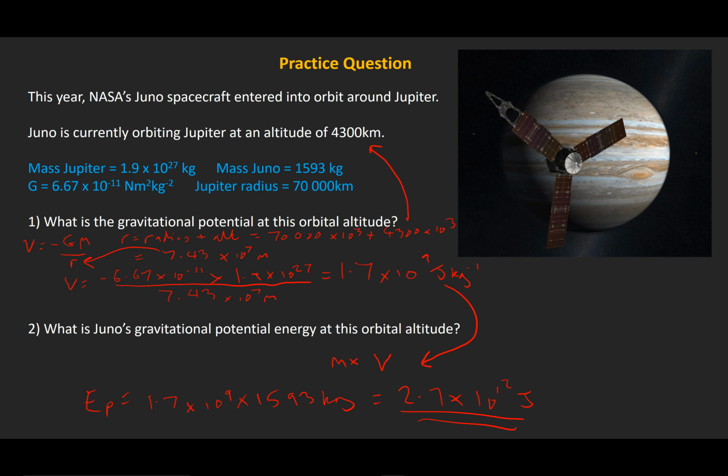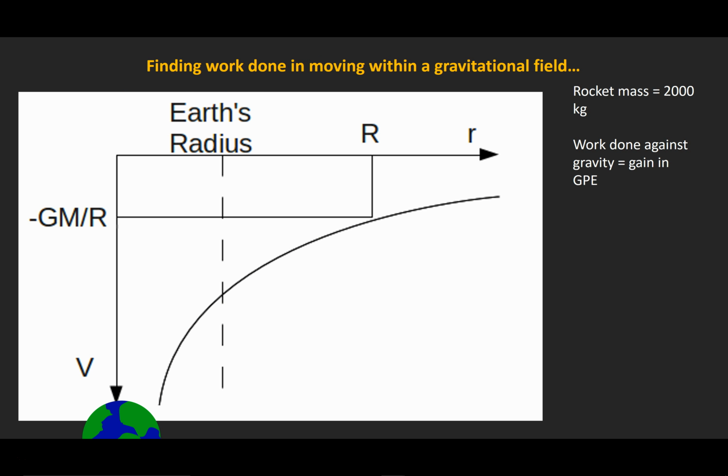And that's how you manipulate the equation. It's all about remembering that gravitational potential and potential energy are almost the same thing. It's just that potential gives you the energy per unit kilogram mass, and it allows you to better represent the field. One last thing that we need to look at is finding the work done in moving within a gravitational field, and this is a very common thing they'll ask you.